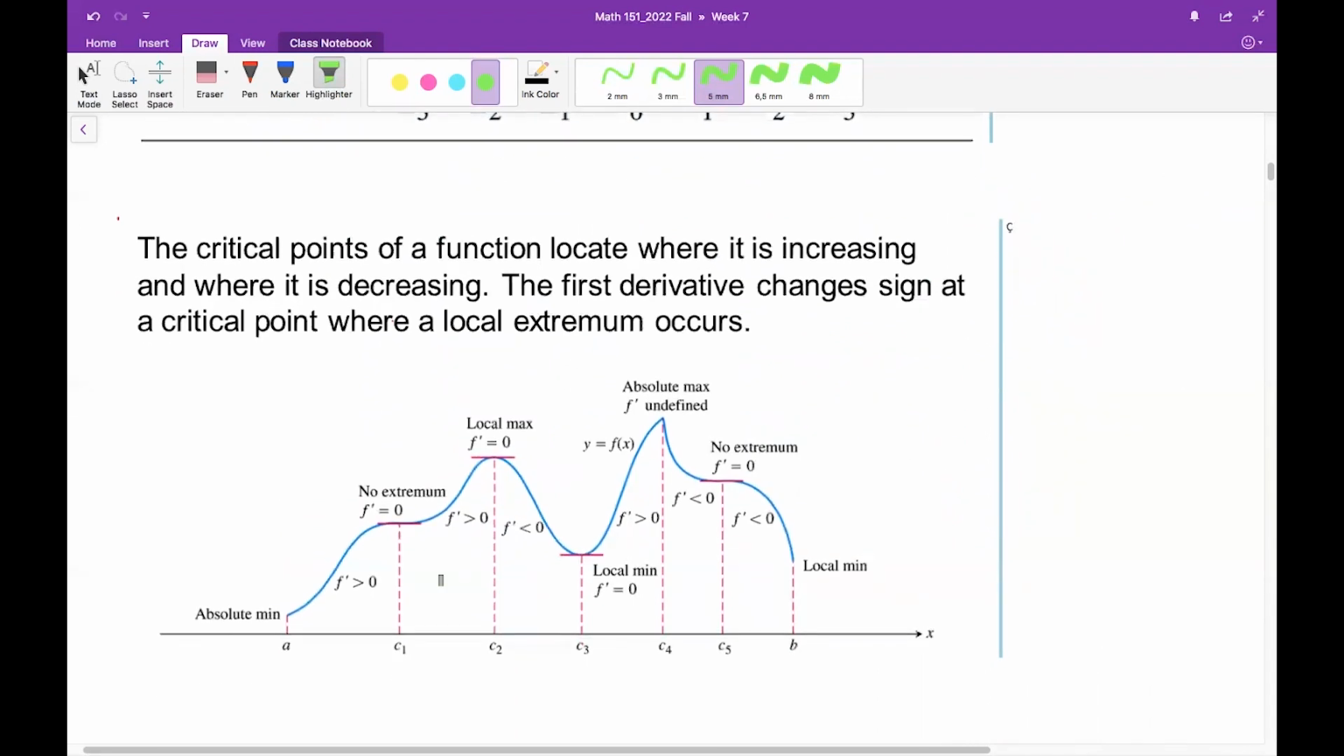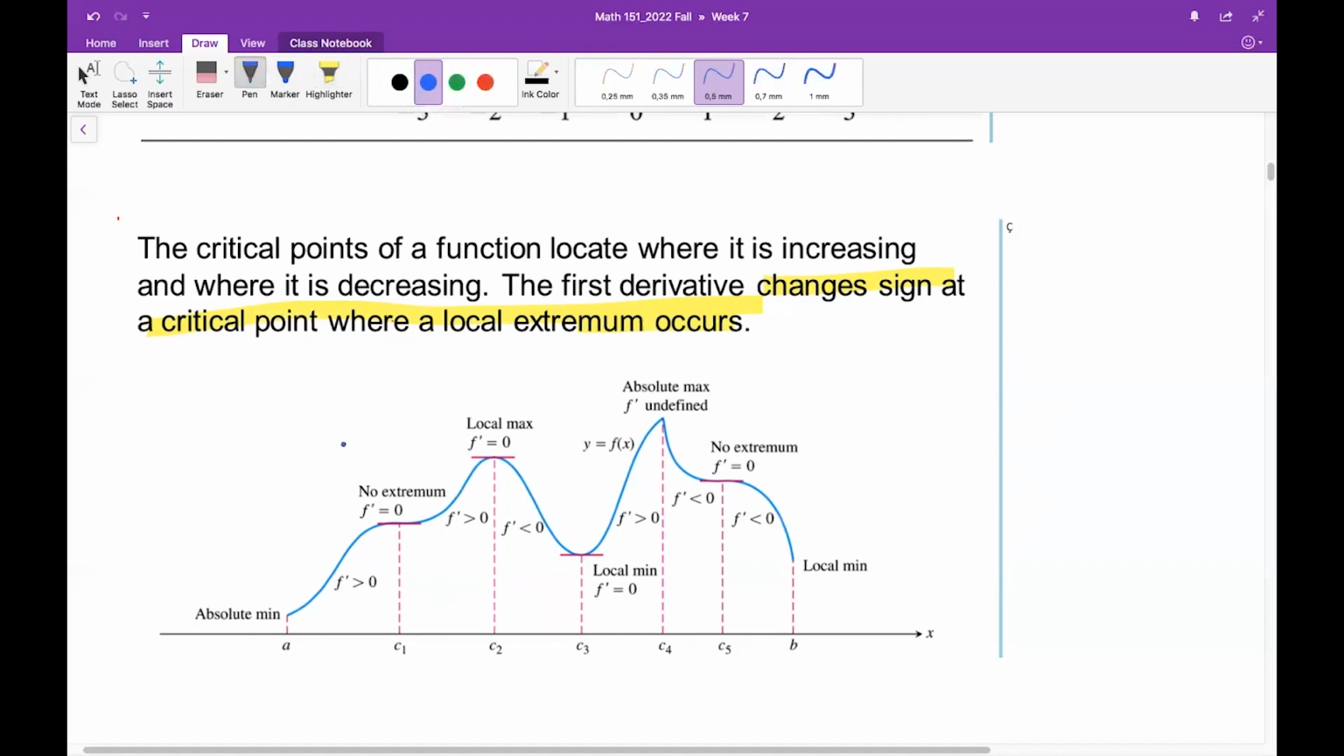So we have this general diagram here. It gives us the general cases where we may have the first derivative positive or negative. Okay, we will analyze it in detail. So here, first of all, we need to emphasize that the first derivative changes sign at a critical point where a local extremum point occurs, okay? This is the important fact.